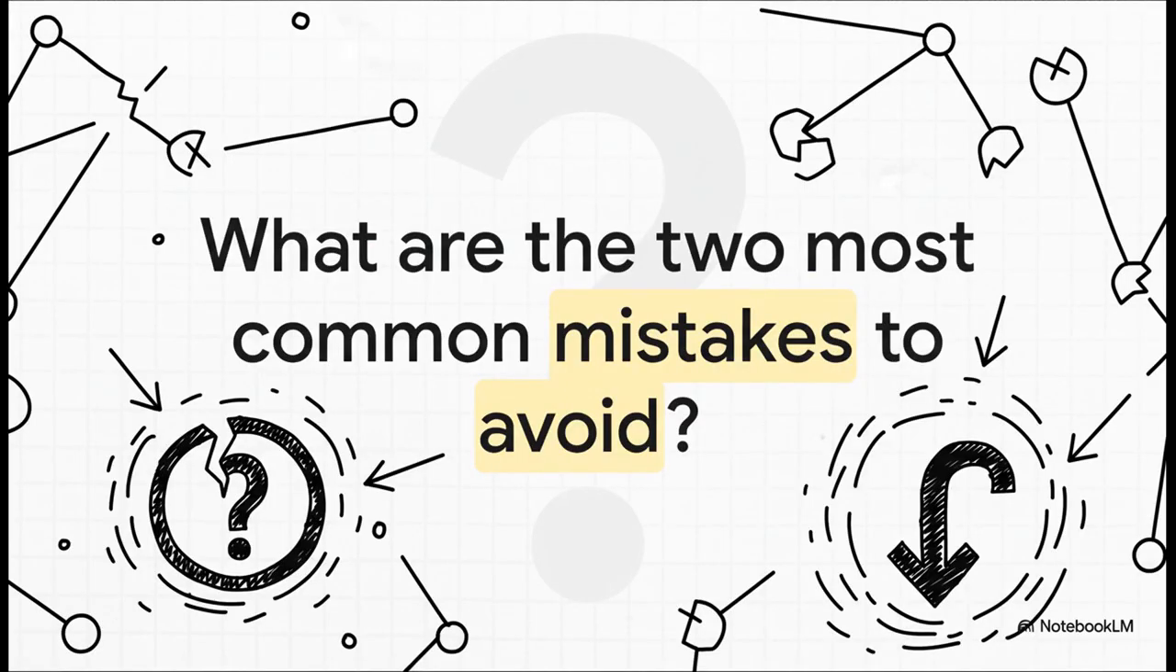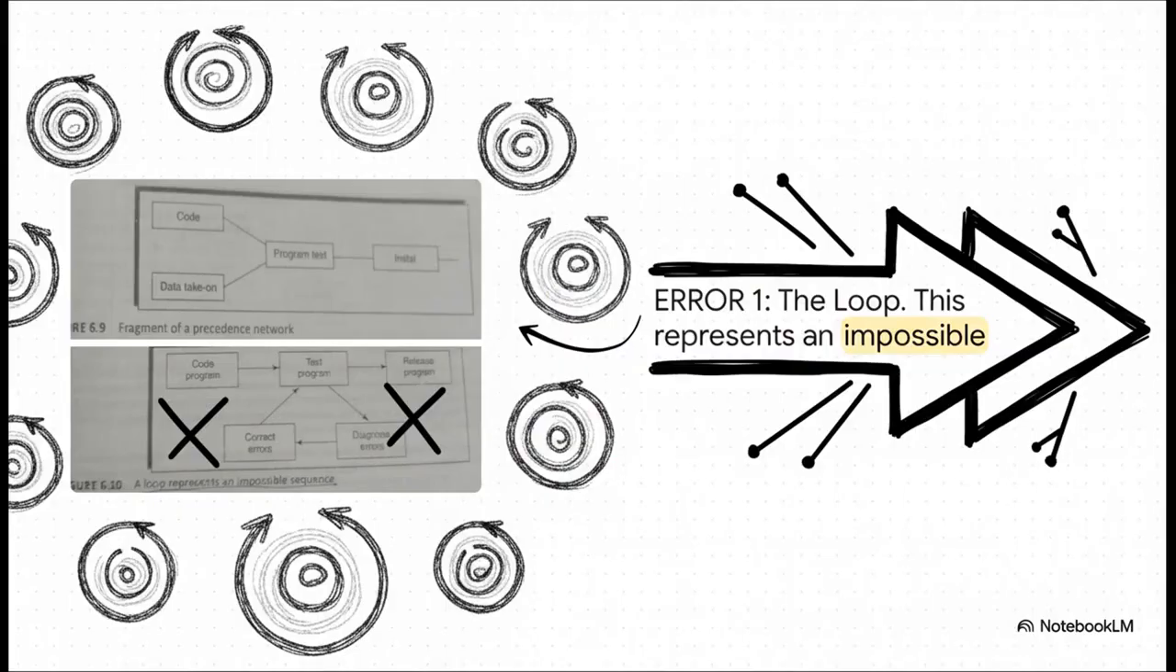Now this is where it gets interesting. The logic in a network model is incredibly powerful, but it's also surprisingly easy to break. So let's look at two of the most common mistakes that can completely wreck your whole plan. And here's the first big no-no, perfectly illustrated: the loop.